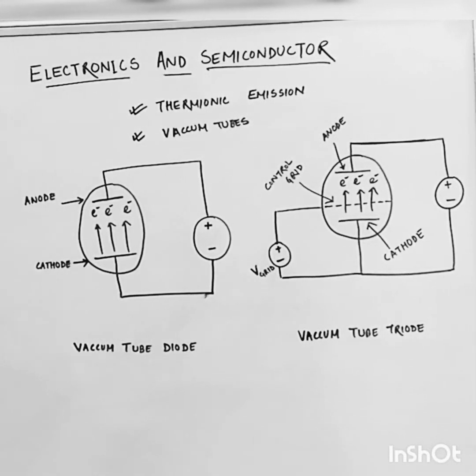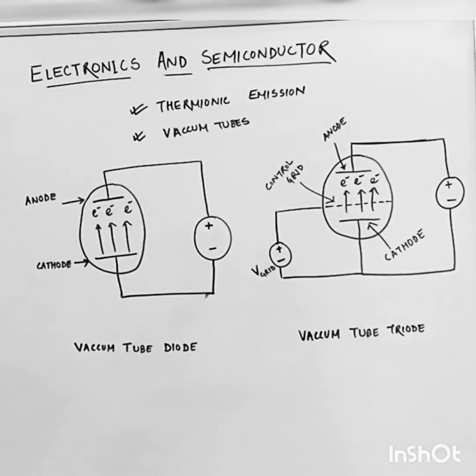So these diodes are commonly used for rectification. And what is rectification? Rectification is the conversion of AC to DC, or alternating current to direct current.